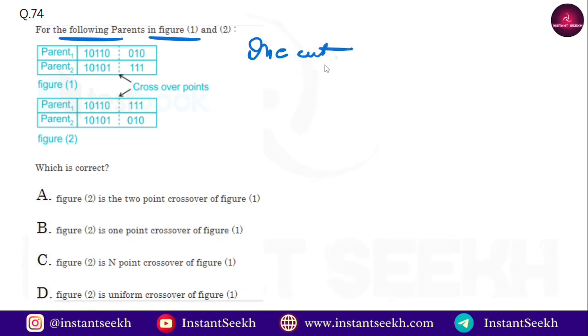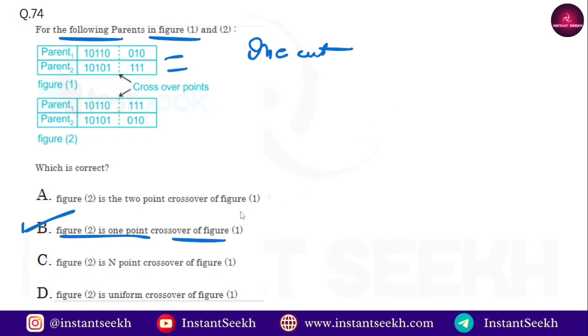So after one crossover point it is swapped, and straight away you can mark that figure 2 is 1 point crossover of figure 1. It is nothing but 1 point crossover. Why? Because the right parts of parent 1 and parent 2 are swapped after just one crossover point.